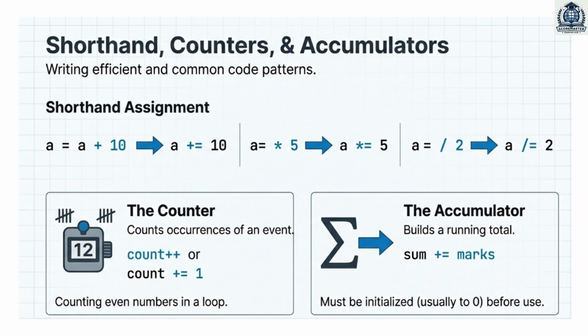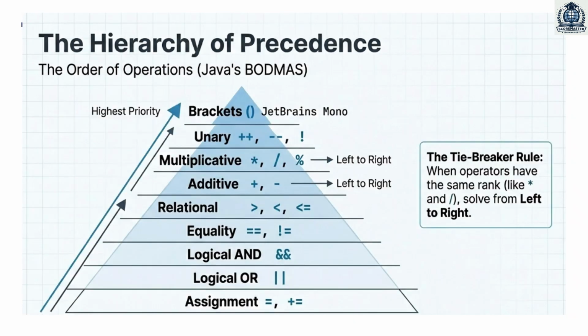Initialize before using. An accumulator usually starts at 0. Skipping this is rookie-level carelessness. Write loops like a professional. Counter controls iterations. Accumulator captures results. Brackets rule everything. If you don't control them, the compiler will, and you probably won't like the result.